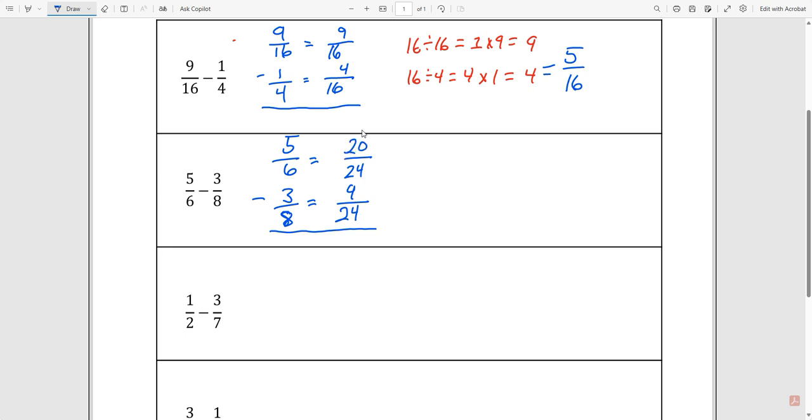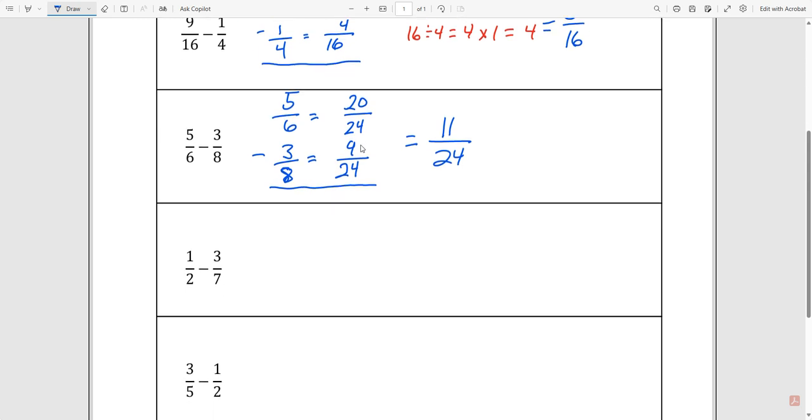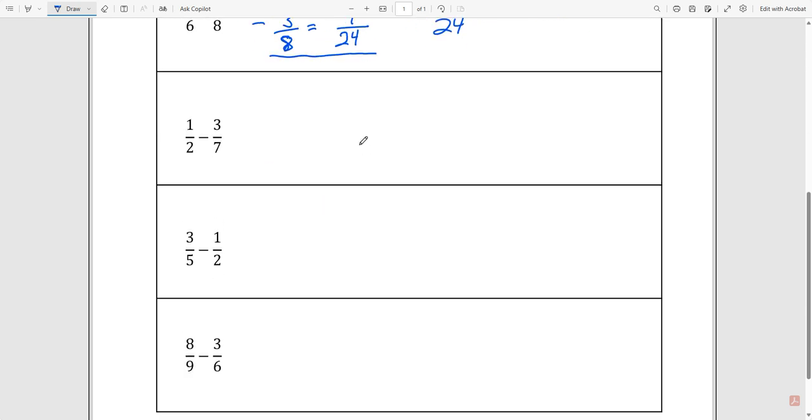Right? And now we just simply subtract these numerators. 20 minus 9 is 11. And then we just have 11 over 24 for our answer. Okay, let's look at the next one. We have 1/2 minus 3/7. We'll say equal, and now let's look at the multiples.